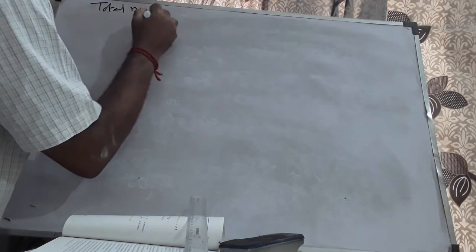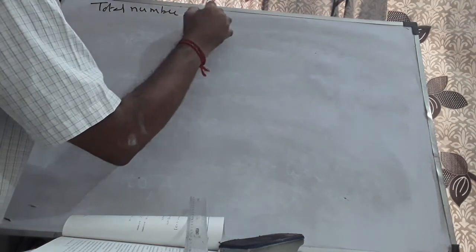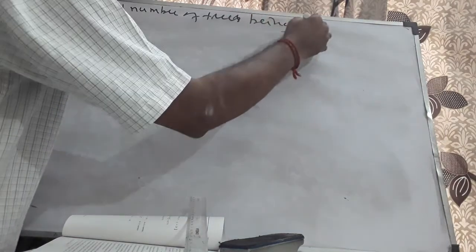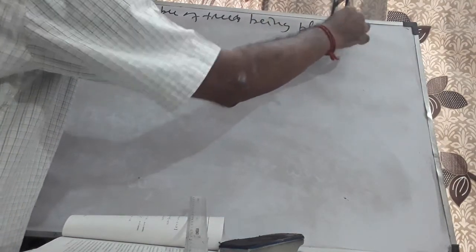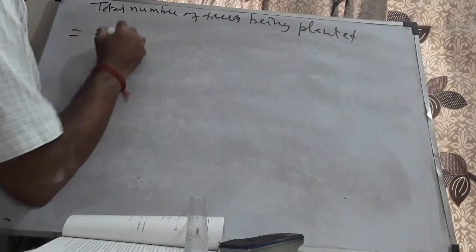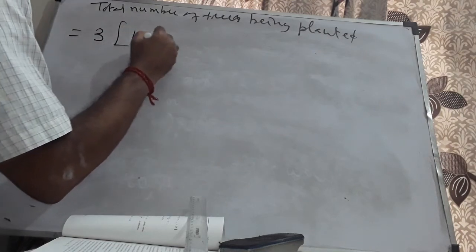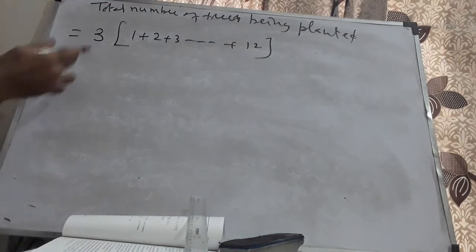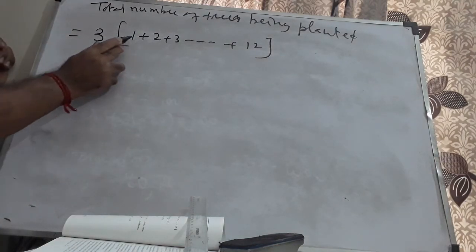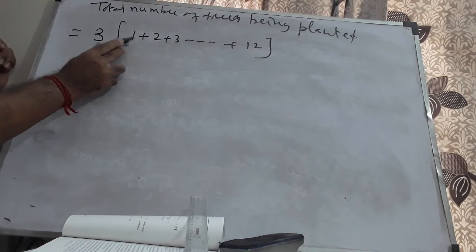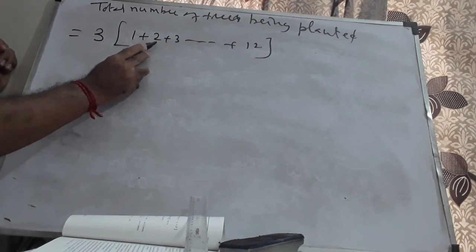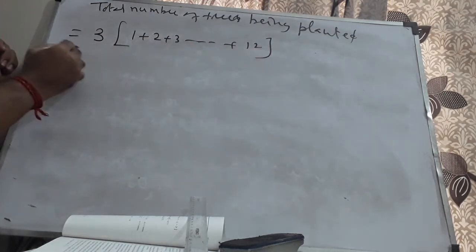Okay, now the total number of trees being planted will be equal to, there are 3 sections, and of course I should add 1 plus 3 plus 3 up to 12. There are 3 sections. Therefore, the first standard would have planted 3 trees, the second would have planted 6 trees, and so on.